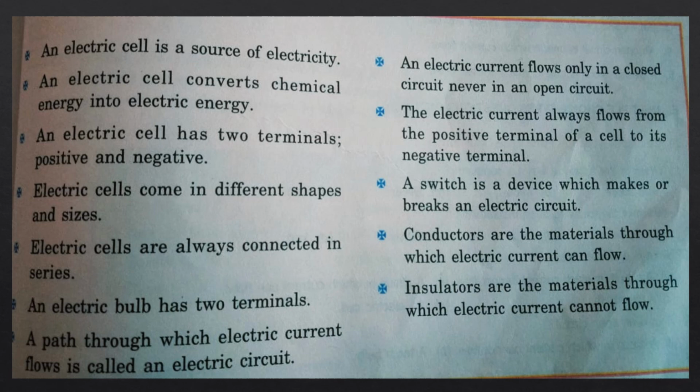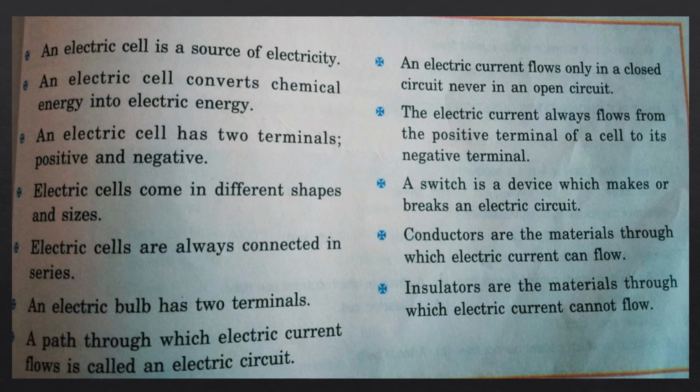What we have seen in the lesson: an electric cell is a source of electricity. An electric cell converts chemical energy into electric energy. It has two terminals, a positive terminal and a negative terminal. Electric cells come in different shapes and sizes. They are always connected in series. An electric bulb has two terminals.